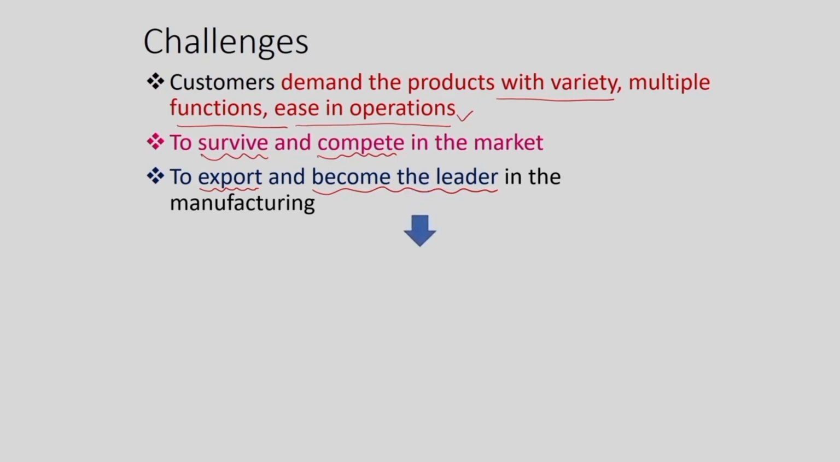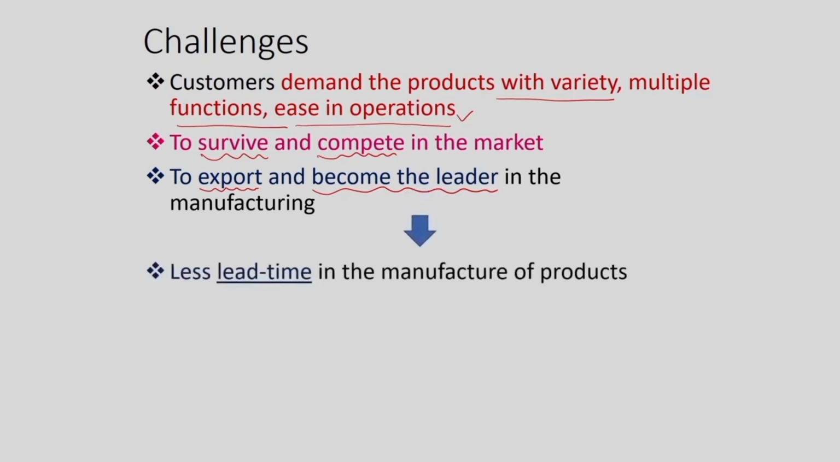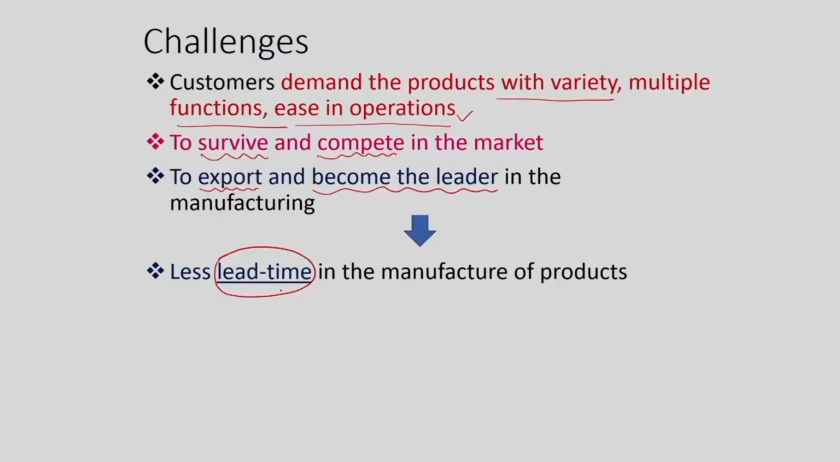So, how is it possible? It is possible by reducing the lead time in manufacturing. You respond to the market, you come up with newer products in a rapid way, and to do that, we have to reduce the lead time, we have to reduce the product design and manufacturing time at the factory level.